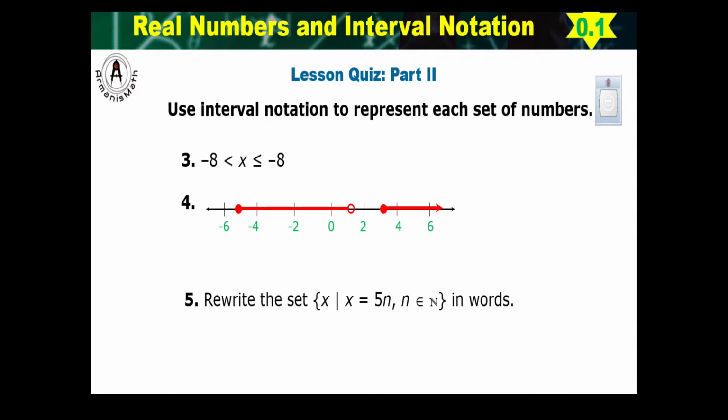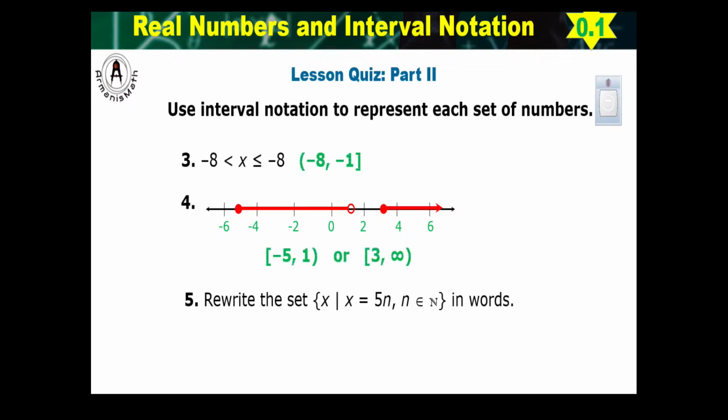Use interval notation to represent each one of these numbers. For number 3 and 4, how do you put that in interval notation? We should have examples already done for you in the video presented earlier. And the last one says to rewrite this set in words. Don't forget that n is referring to the natural numbers, and you just have to give me some words for this.